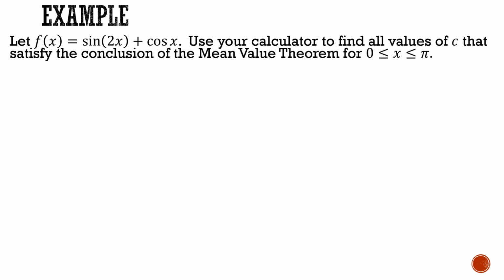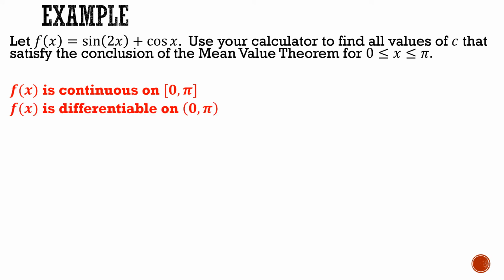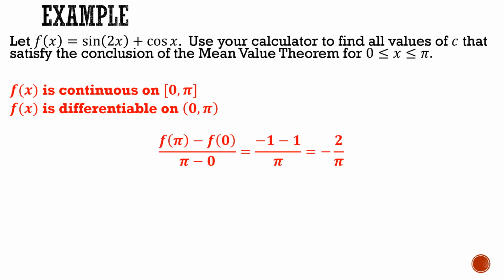All right, next example, we have let f of x equal sine 2x plus cosine x. It says use your calculator to find all values of c that satisfy the conclusion of the mean value theorem for x between 0 and pi. All right, so number one, it is continuous because sine is continuous and cosine is continuous. It is also differentiable because I have no cusps, corners, or vertical tangents. Again, noting that I'm using parentheses for differentiable and brackets for continuous.